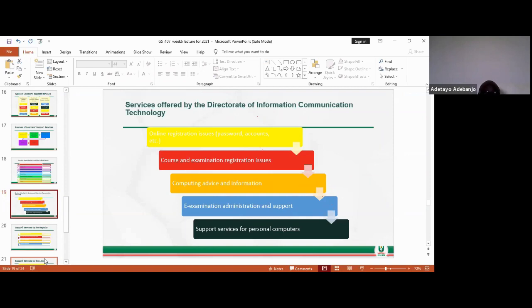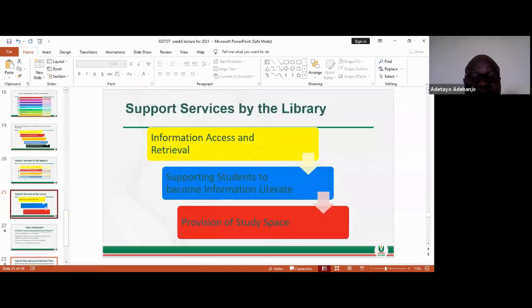So that is why immediately your result is released, they send it to your portal, and you'll be able to view it from there and see your performance there. Then e-exam administration and all these things, these are things when you have any problem, these are the people you can run to so that they can be of help and give you assistance.